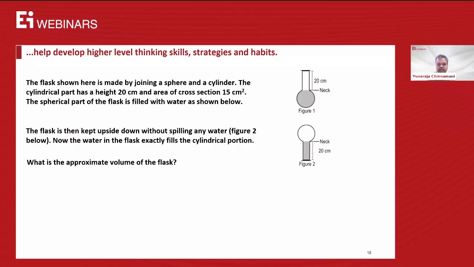They need to reason spatially, understand the relation between the two parts of the flask, and then work backwards to find the total volume. This is not just about applying a formula, it's about visual reasoning, logical deduction, and understanding the concept of volume in a practical context.